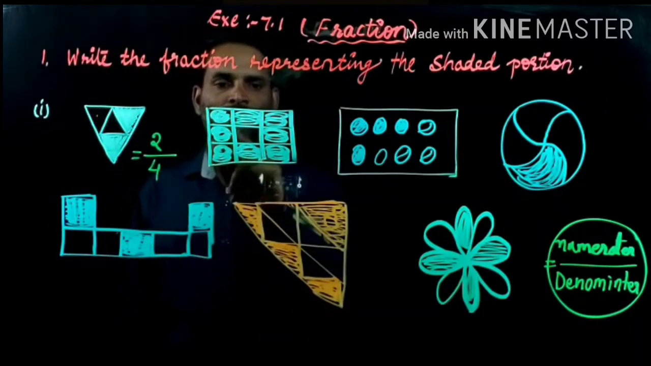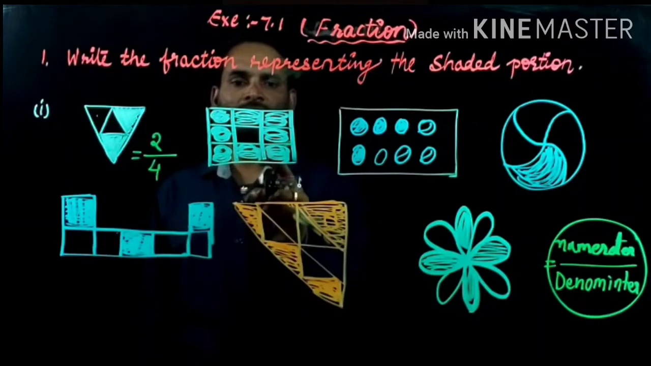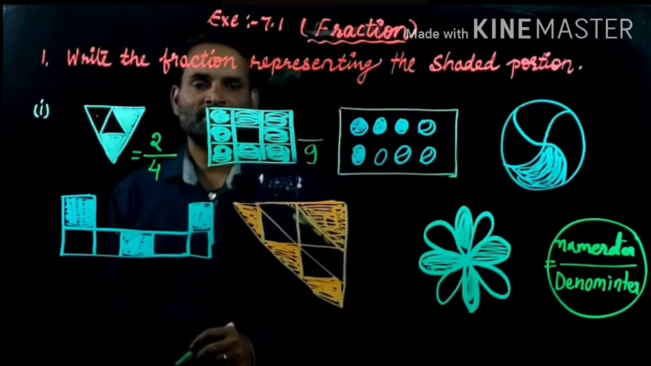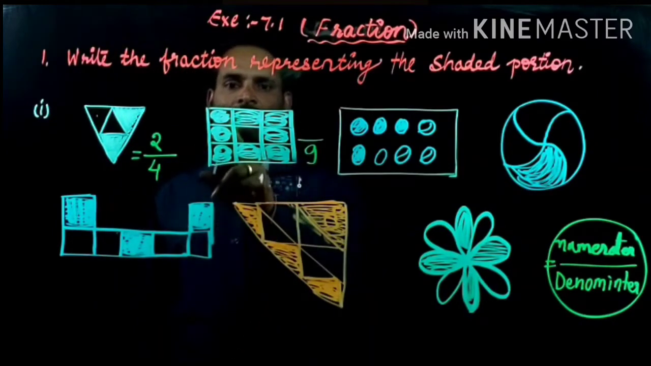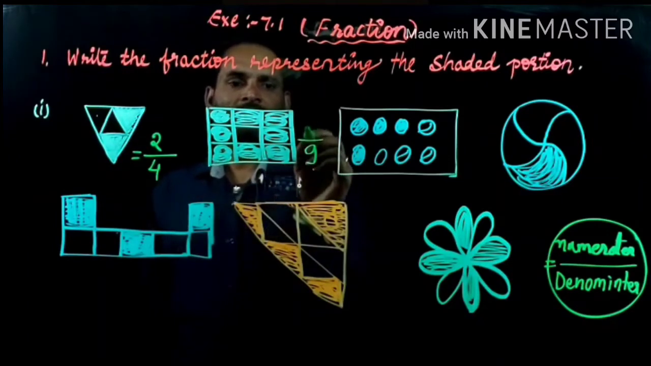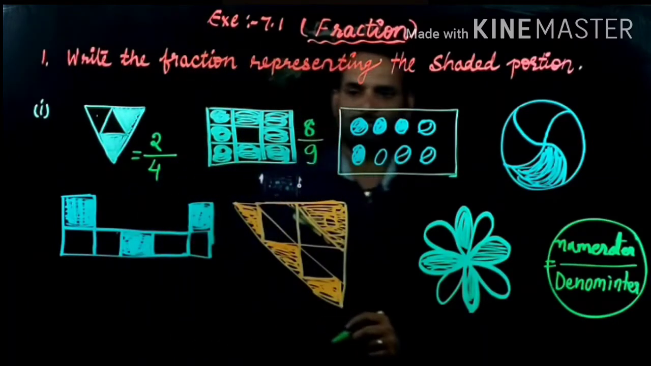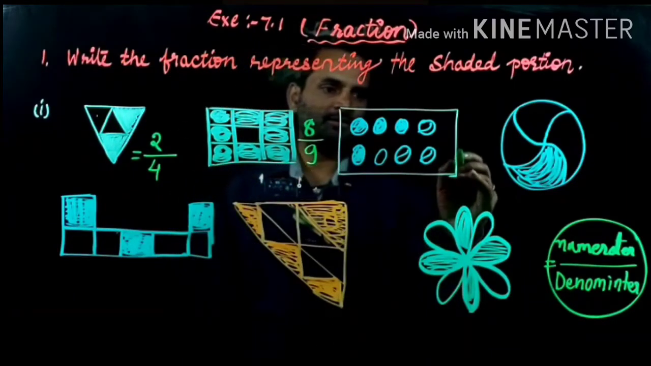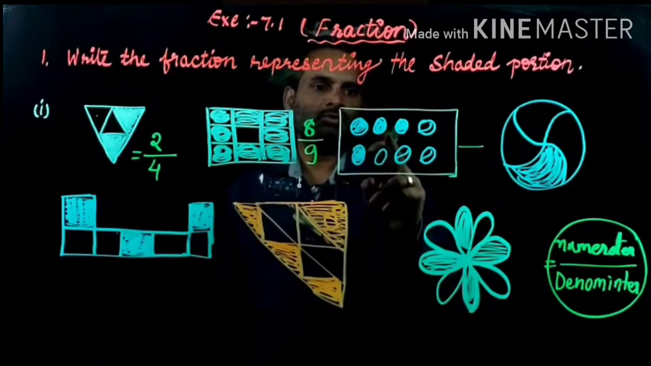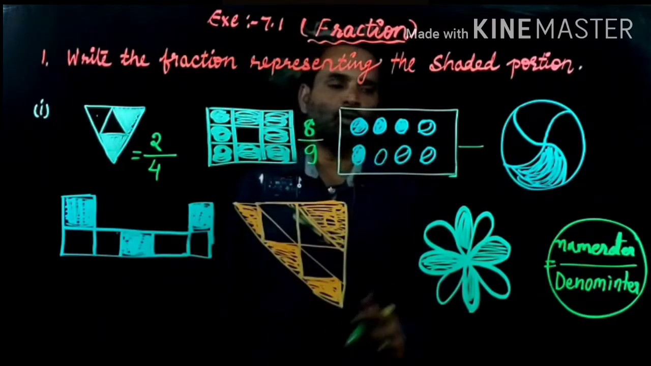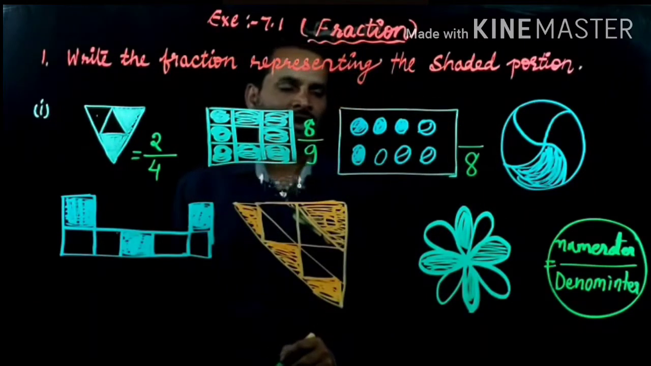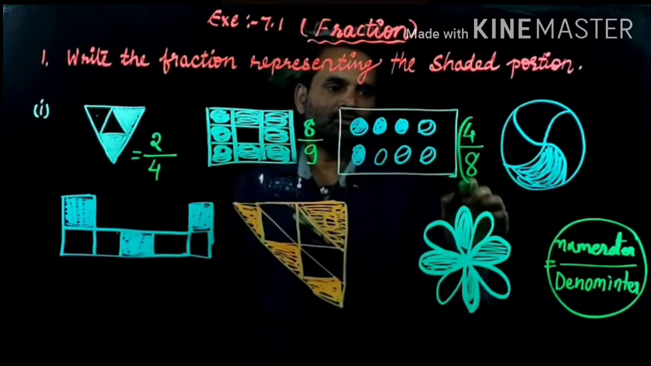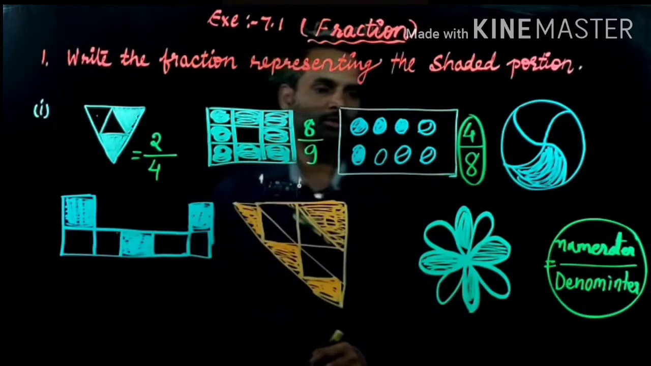Here the total number of divisions is 1, 2, 3, 4, 5, 6, 7, 8, 9. It means the denominator value is 9, and the shaded part counted is 1, 2, 3, 4, 5, 6, 7, 8. So the fraction of the shaded part of this diagram is 8 upon 9. Now next, the total is 8 balls, and shaded balls are 1, 2, 3, 4. So the fraction of shaded balls is 4 upon 8.